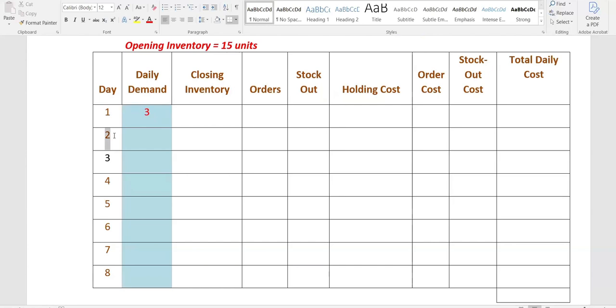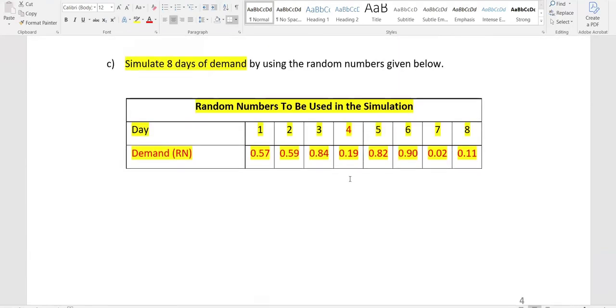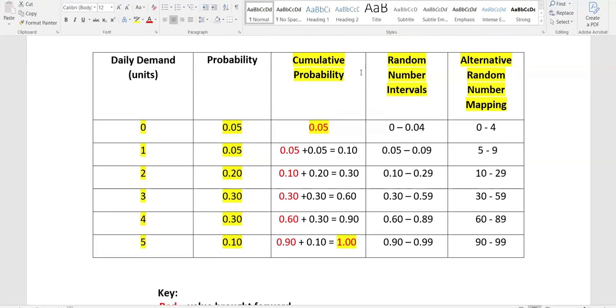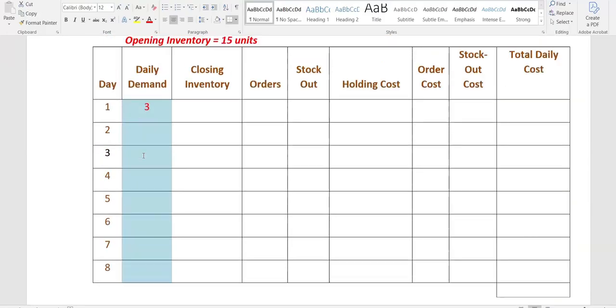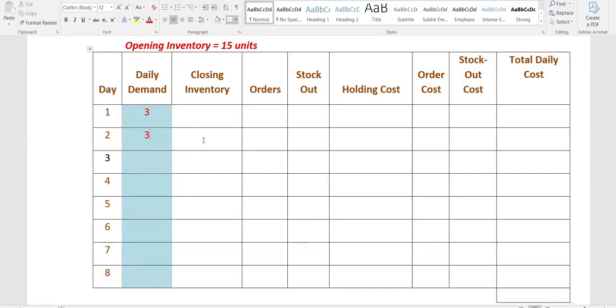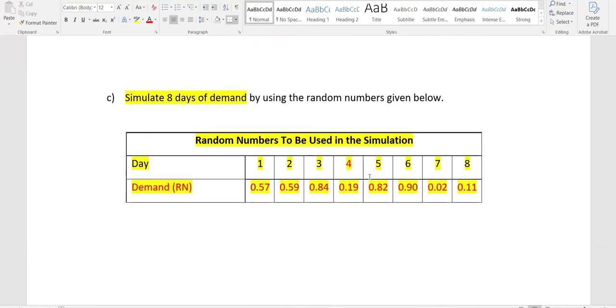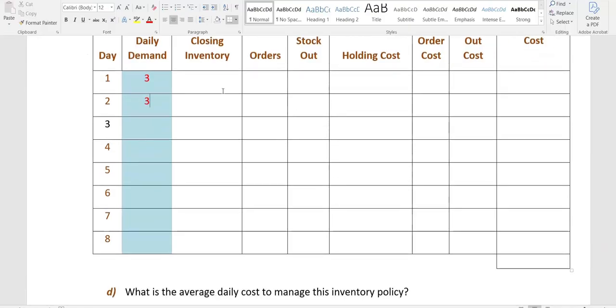Then you go to day 2. Go back to the random number table and say, what is the random number for day 2? 59 is the random number, or 0.59, right? Then you go back up to the random number interval table and say, where will 0.59 fall? It will fall between these two figures of 0.3 to 0.59, and the daily demand is also 3 units. Fill in that 3. The only use that we're making of the random number tables working in synergy here, this one and the one we came up with, is to fill out the daily demand column.